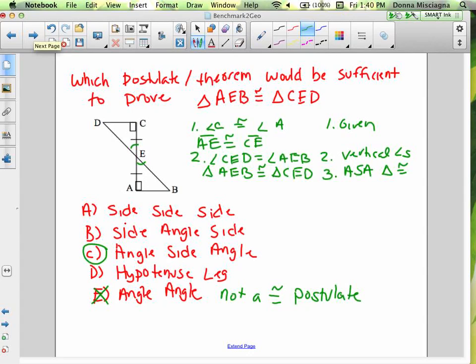You don't have to write a whole proof out to be able to solve these, but I would draw it out so that you can mark it and see, oh, I have an angle, a side, and an angle. That's angle, side, angle. All right, let's try the next one.